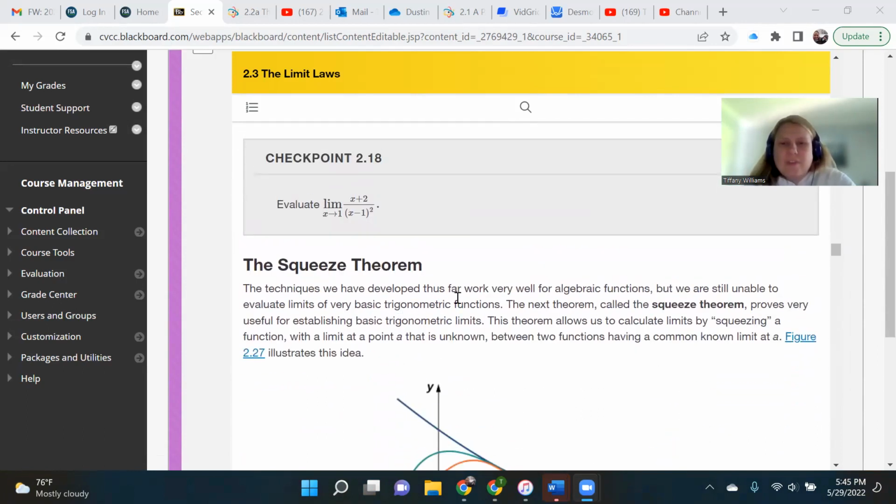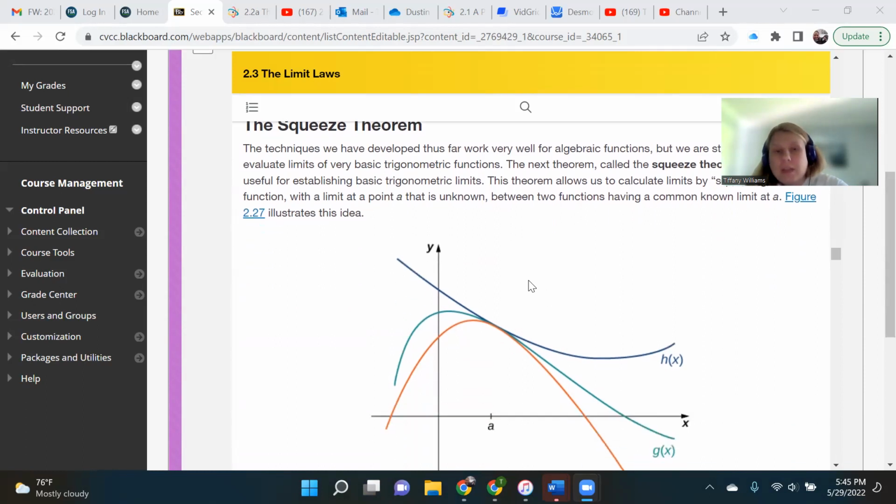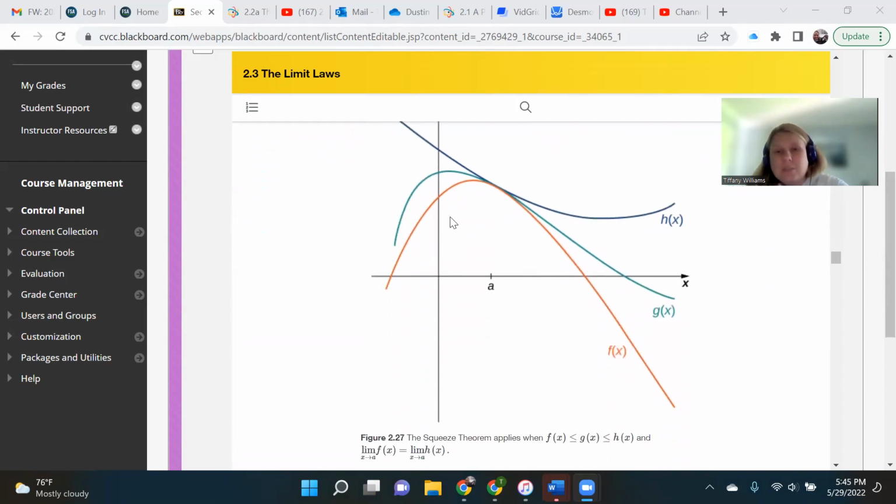The techniques we've developed thus far work very well for algebraic functions, but we're still unable to evaluate limits of very basic trigonometric functions. The next theorem, called the squeeze theorem, proves very useful for establishing basic trigonometric limits. This theorem allows us to calculate limits by squeezing a function with a limit at a point A that is unknown between two functions having a common known limit at A. So that's how this works, guys.